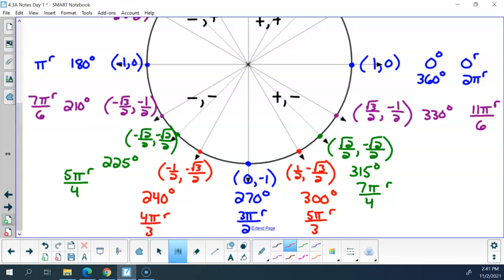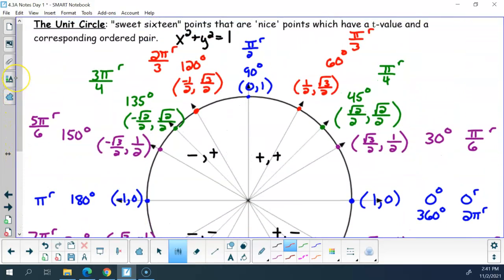Coordinates, radians, and degrees for each of the 16 points. Should only take you 3. Why should it only take you 3, Mr. Proka? Because you know one quadrant. If you know one quadrant, you know all the rest of the quadrants. Yep. So really, we're only asking you to memorize quadrant number 1. Okay? After that, you should be able to figure it out all the way around.